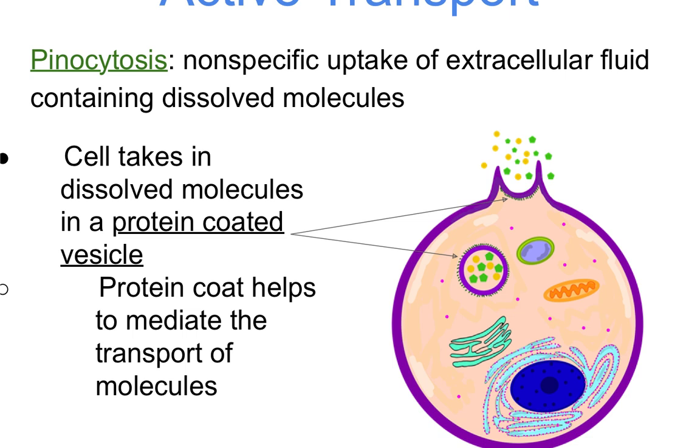When it uptakes extracellular fluid, that is far less specific, and it's far less picky about this. It's going to uptake anything that is extracellular on the external part of the cell, and take in those particles into the actual cell. And the protein coat helps mediate the transport of these molecules a little bit, but it is essentially an intake using vesicles that are more fluid in nature.